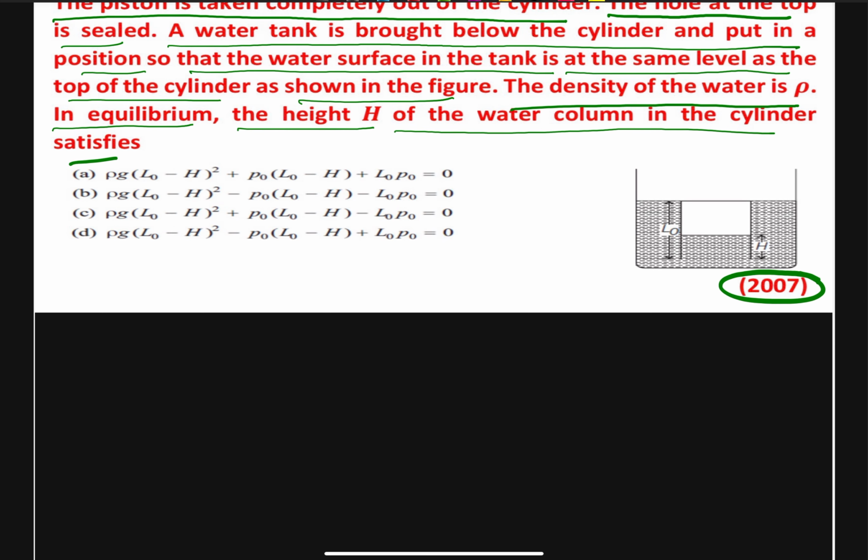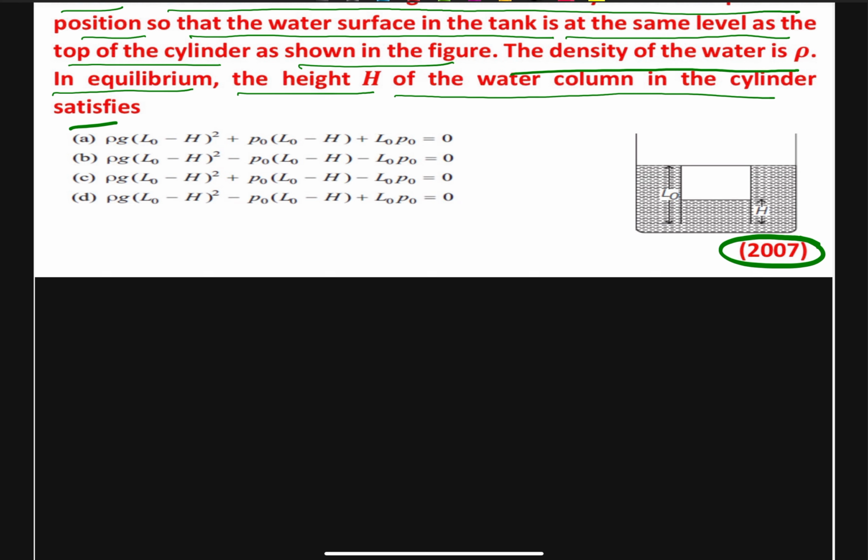So in this case, we are having a cylinder which is open at the bottom and the top is being sealed, and later on we seal the hole and the piston is completely removed, and we can say that initially when the cylinder is open it is at the atmospheric pressure. Then we place the water and everything. Okay, so let us describe first of all the initial setup.